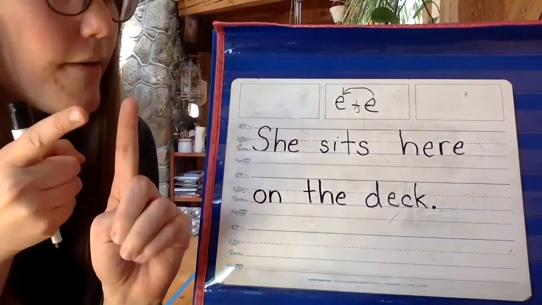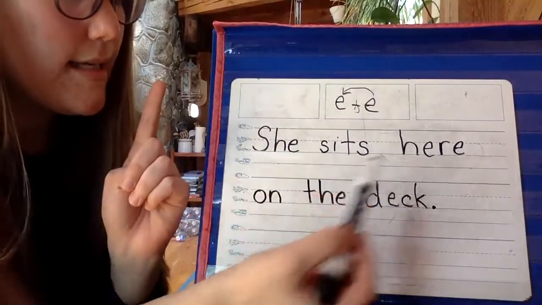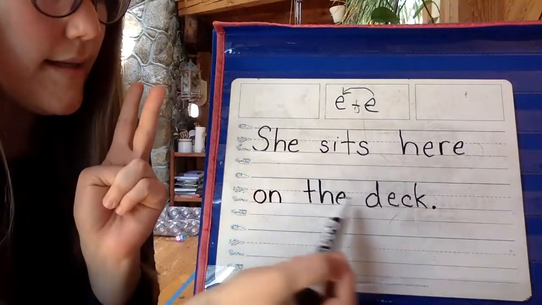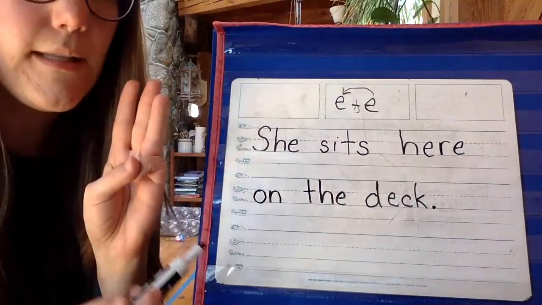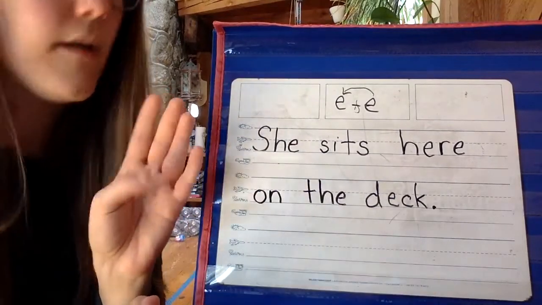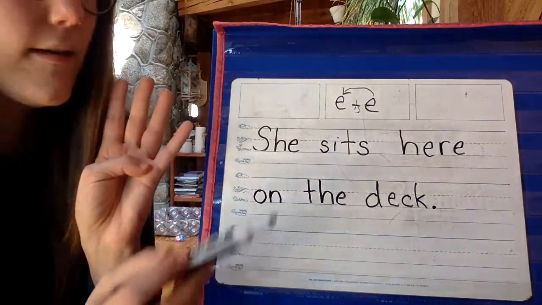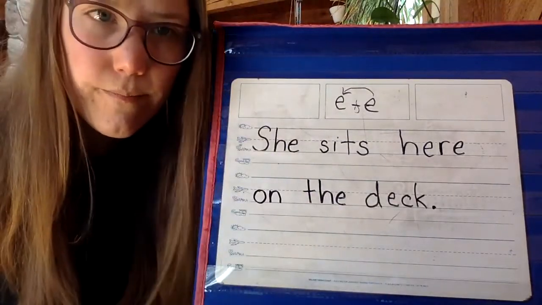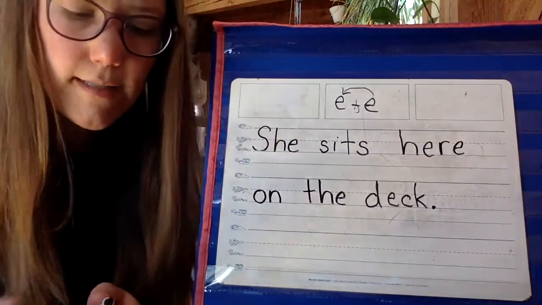I'm going to check my sentence. Do I have all the words? She sits here on the deck. Yes, I do. Do I have spaces? Yes, I do. Do I have a capital at the beginning and a period at the end? Capital, period. Yes, I do. Do I have all lowercase letters, except for my capital at the beginning? Yes, I do. This is a great first grade sentence.